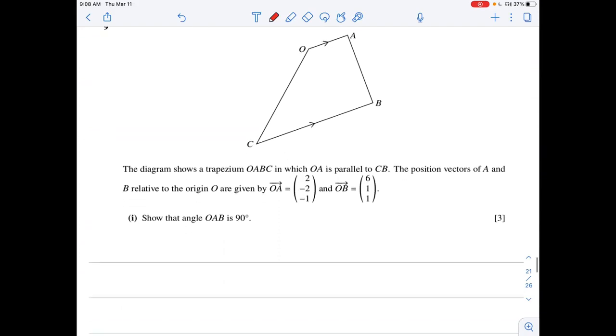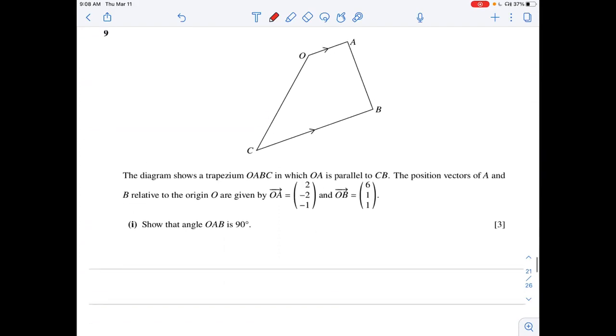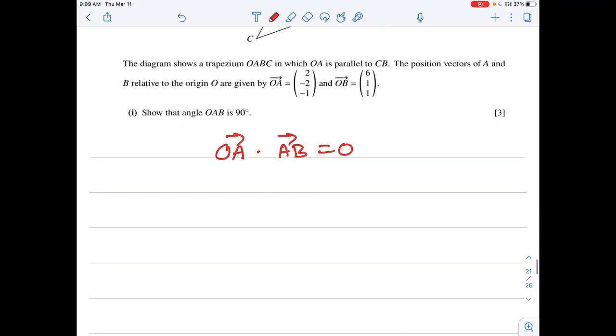Coming to question number 9. Show that the angle OAB is equal to 90 degrees. So this angle is equal to 90 degrees. So I have to find OA dot AB, which should be equal to 0. If OA dot AB is equal to 0, then it is 90 degrees. So for that, first of all, I have to find AB.